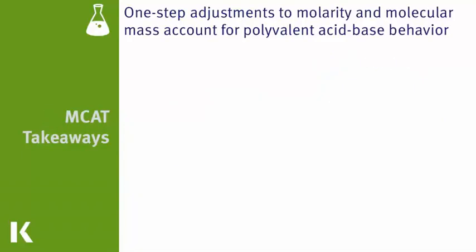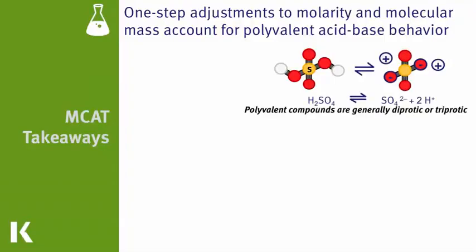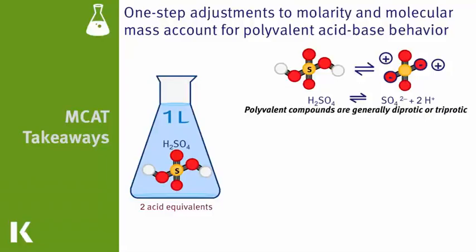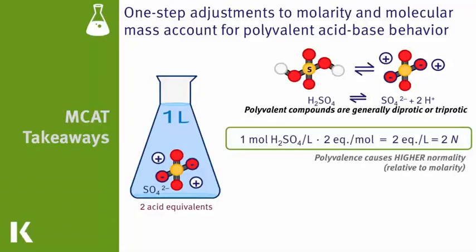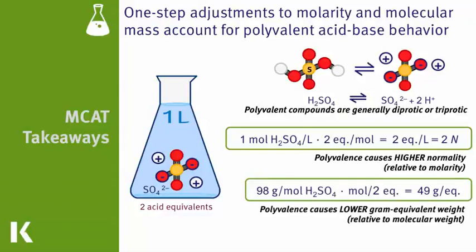Let's highlight the key takeaways that we want to remember for test day. Normality and gram equivalent weight will help us to correct for the polyvalent activity of acids and bases. Remember that most polyvalent molecules will either be diprotic or triprotic, such as our dear friend sulfuric acid, and they will release multiple acid or basic equivalents into a solution. Normality will be a higher number than our molarity because it's evaluating how many acid or base equivalents will be released per mole of our acid or base, and gram equivalent weight will be lower because it's calculating the number of grams required to release 1 acid or base equivalent.